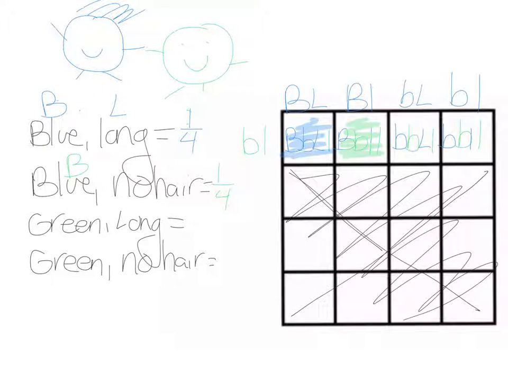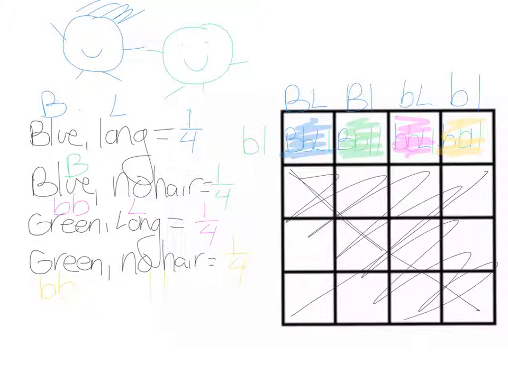All right, easy enough. Now I need to figure out how many would be green with long hair. So to be green, I would need to be little b, and at least 1 big L. Sure enough, little b, 1 big L. So that would be 1/4. And you can already guess how many will be green and no hair. So I need to be little b, little l, little l. So 1/4.